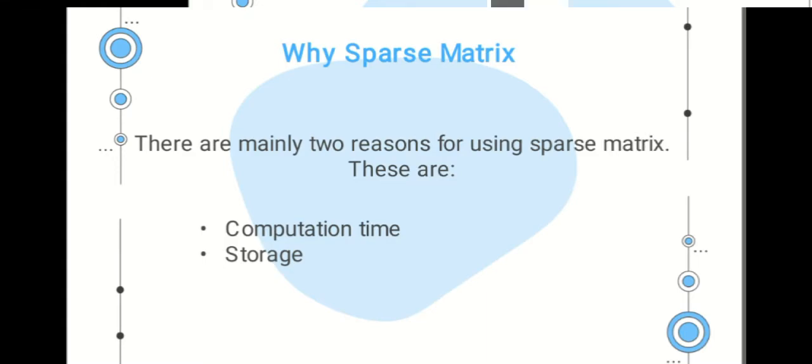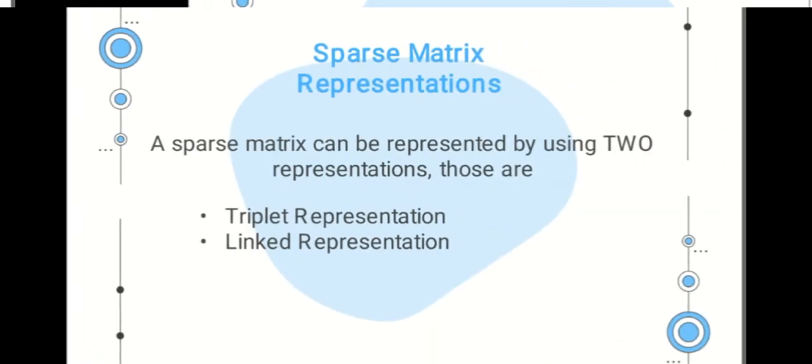To make it simple, we use the following sparse matrix representations. Those are triplet representation and linked representation. But in this video we are going to focus on triplet representation.